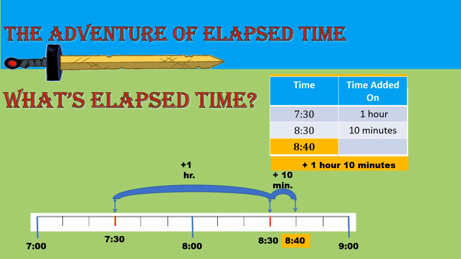We can also do this on a table. So for example, starting at 7:30, we add on an hour, making 8:30. From 8:30, we add on 10 more minutes, which makes 8:40. Simple, right?